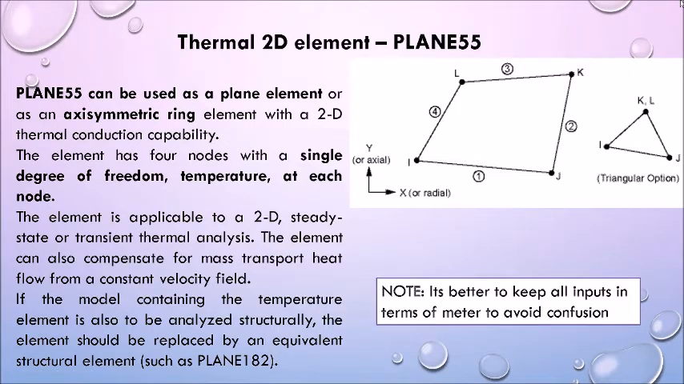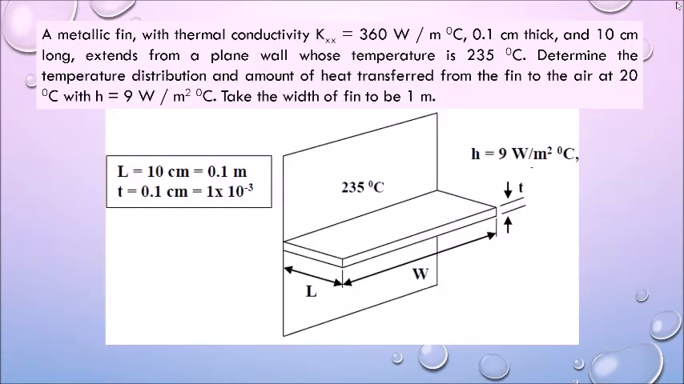Now coming to two-dimensional analysis, we have to go for plane 55 element for 2D thermal analysis. This element is represented by 4 nodes in general, but it is also available in triangular form, and it has temperature degree of freedom at each node. So by using this element now, we can solve this problem.